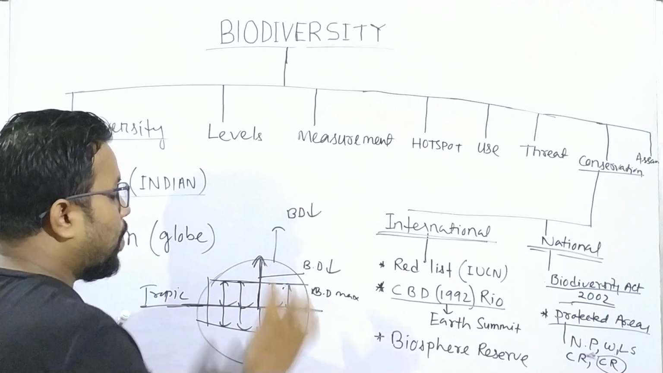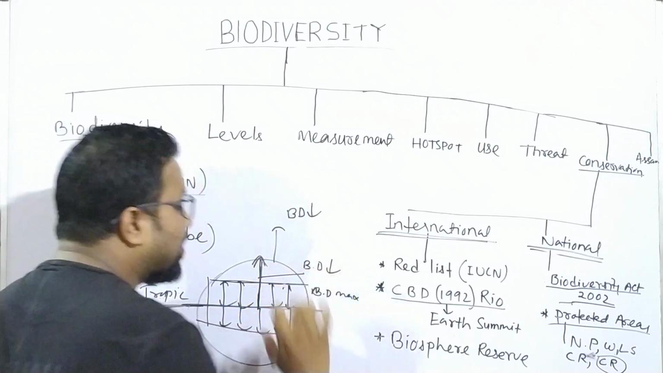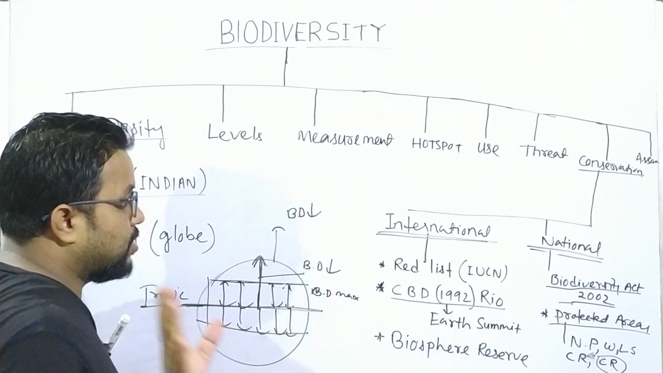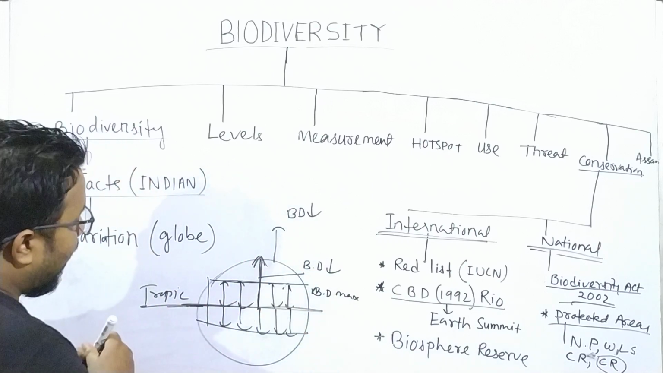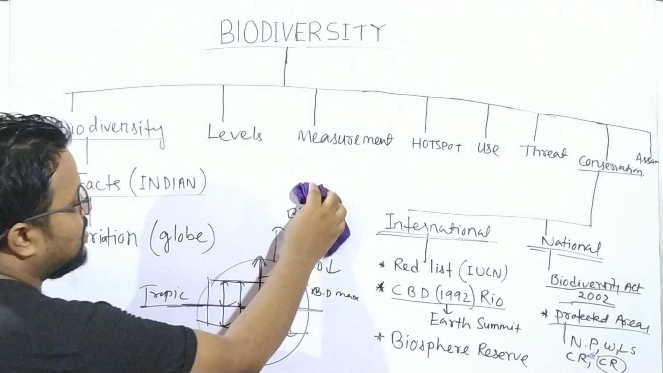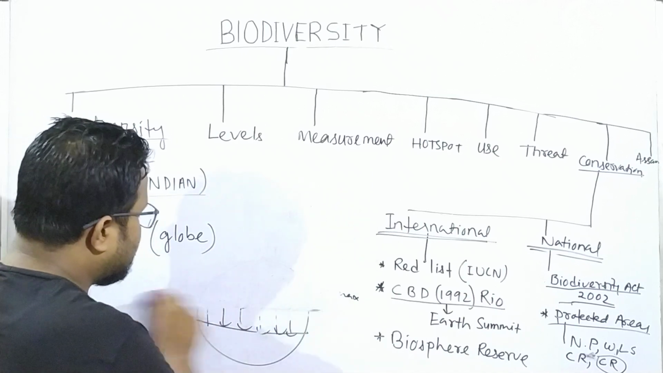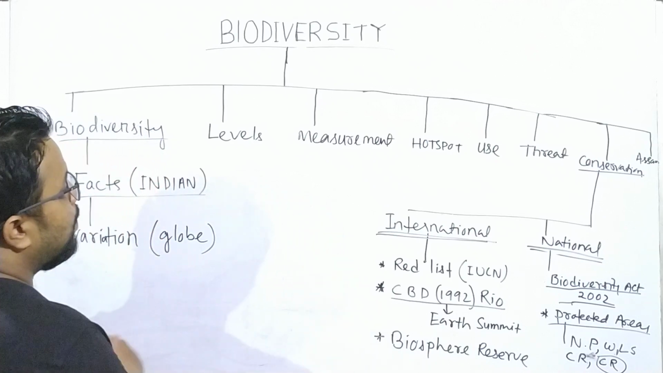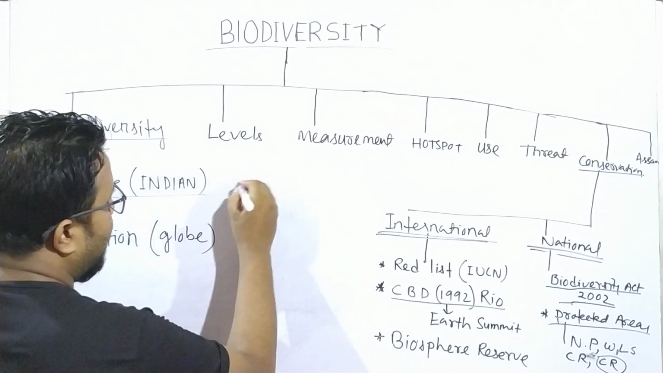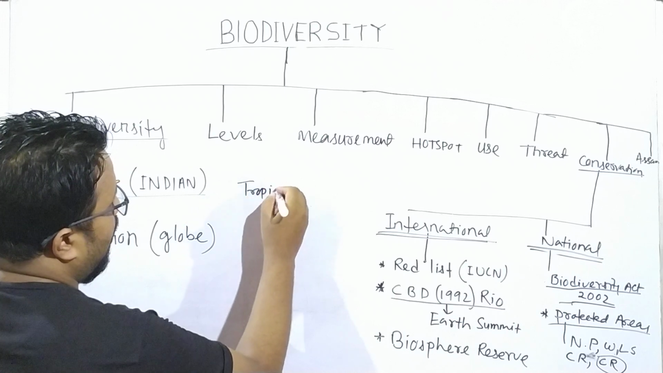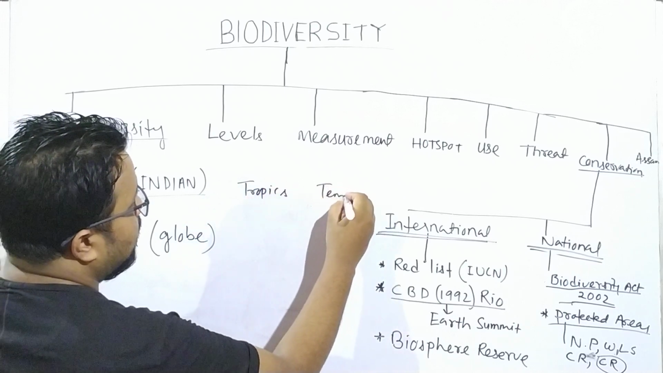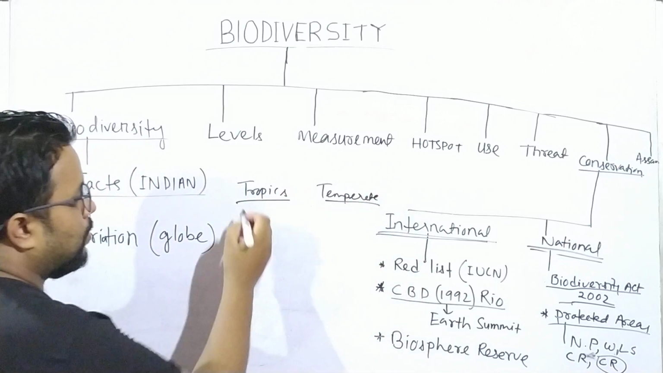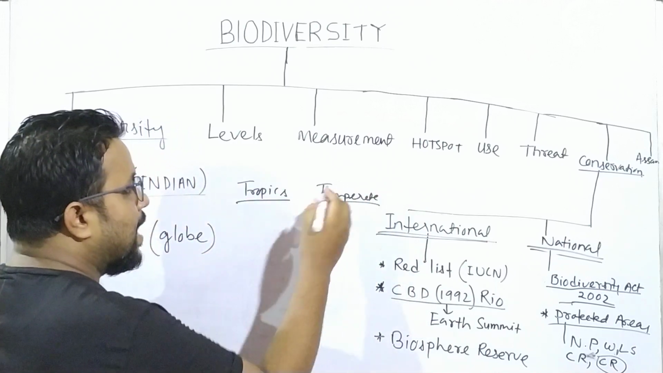And we can say biodiversity is maximum at the tropic region. At the same time, biodiversity is minimum at the temperate region. Now the reason behind why biodiversity is maximum at tropics and minimum at the temperate region.